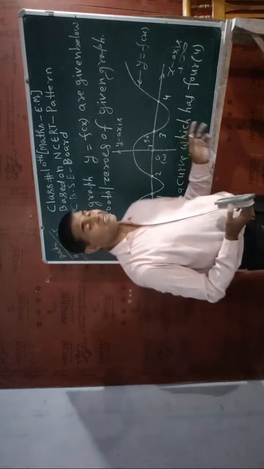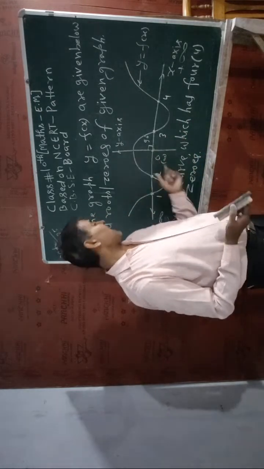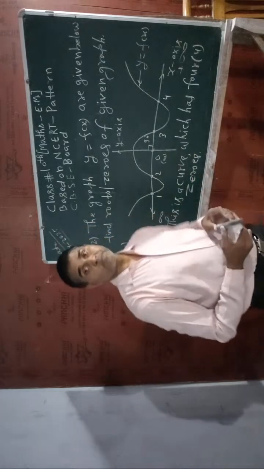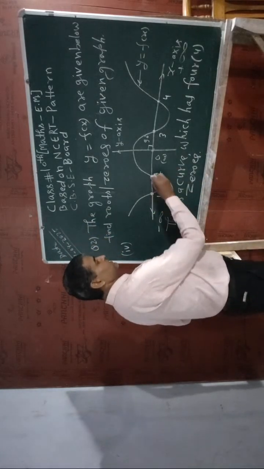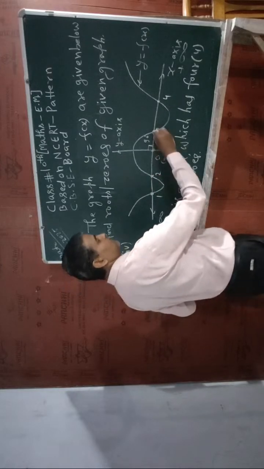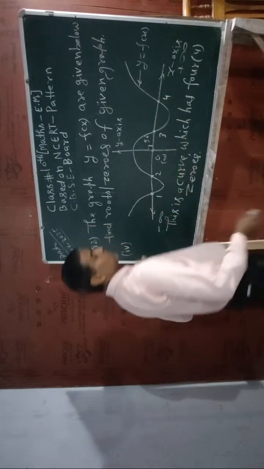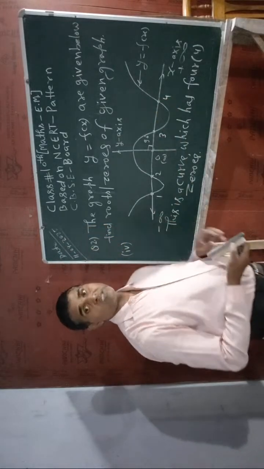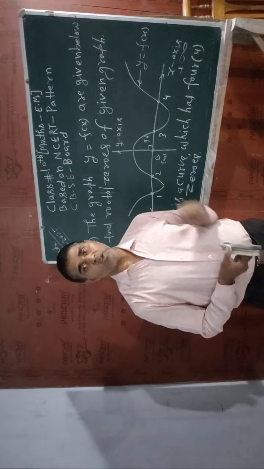In other words, we can say that this is a curve which has four roots, and one root is at this point, another root will be at this point, another root will be at this point, and the next root will be at this point. Okay student, in this way, if any polynomial is given, you can easily solve it very well.